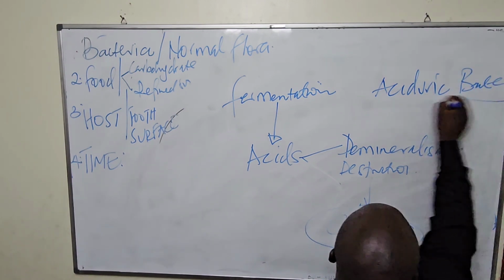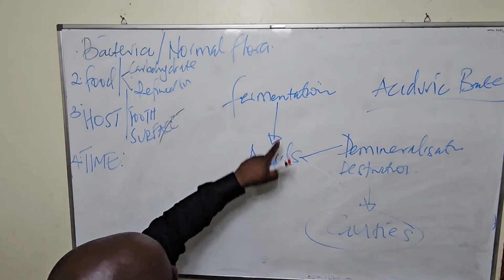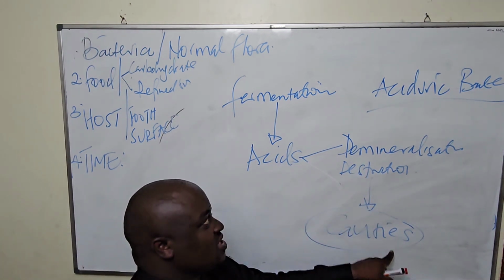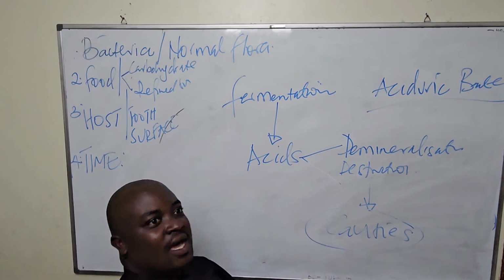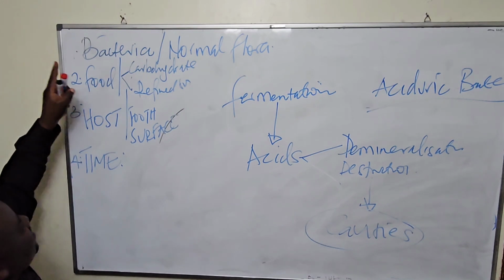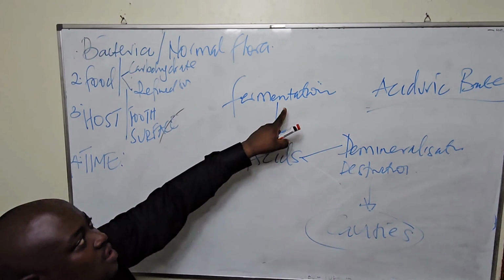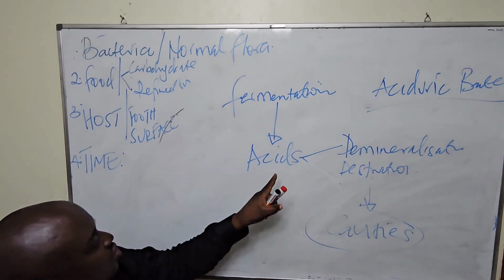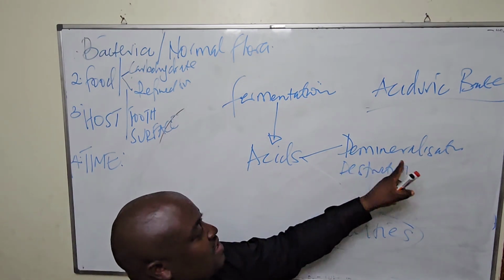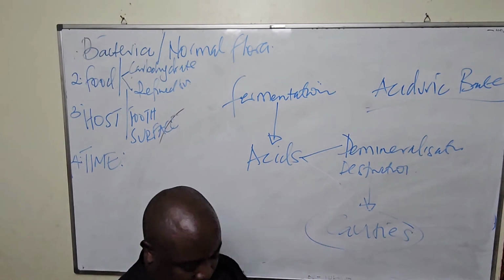Acidic bacteria can produce more acids, or can continue fermenting food to produce acids, causing what? Demineralization of the tooth and causing cavities, even in the acidic environment. And that one is what we call acidic what? Bacteria. So we shall remember this is normal flora, or bacteria, which is responsible for causing fermentation of carbohydrates or sugars, creating acids which are going to cause the demineralization of the tooth, causing what? Cavities, as simple as that.